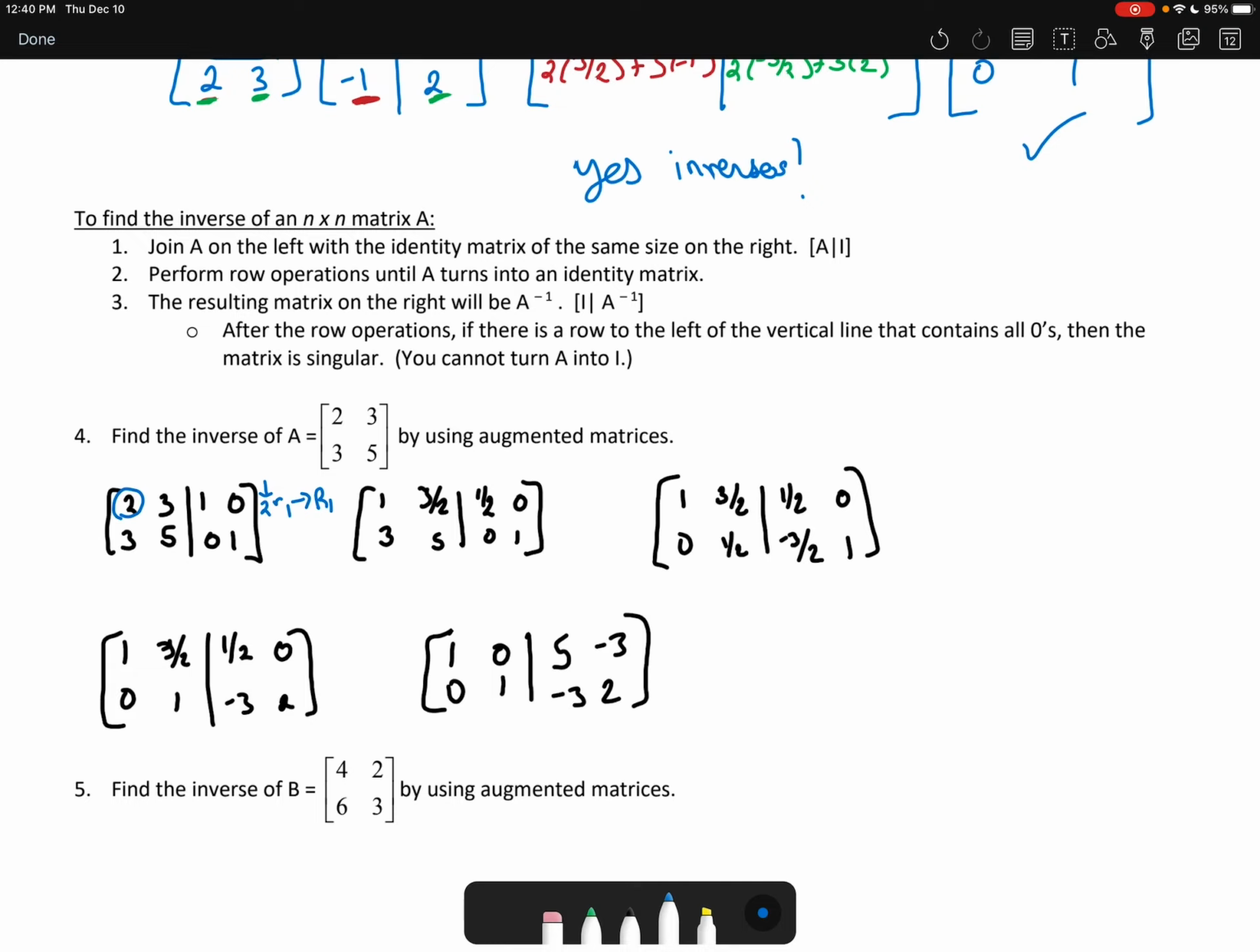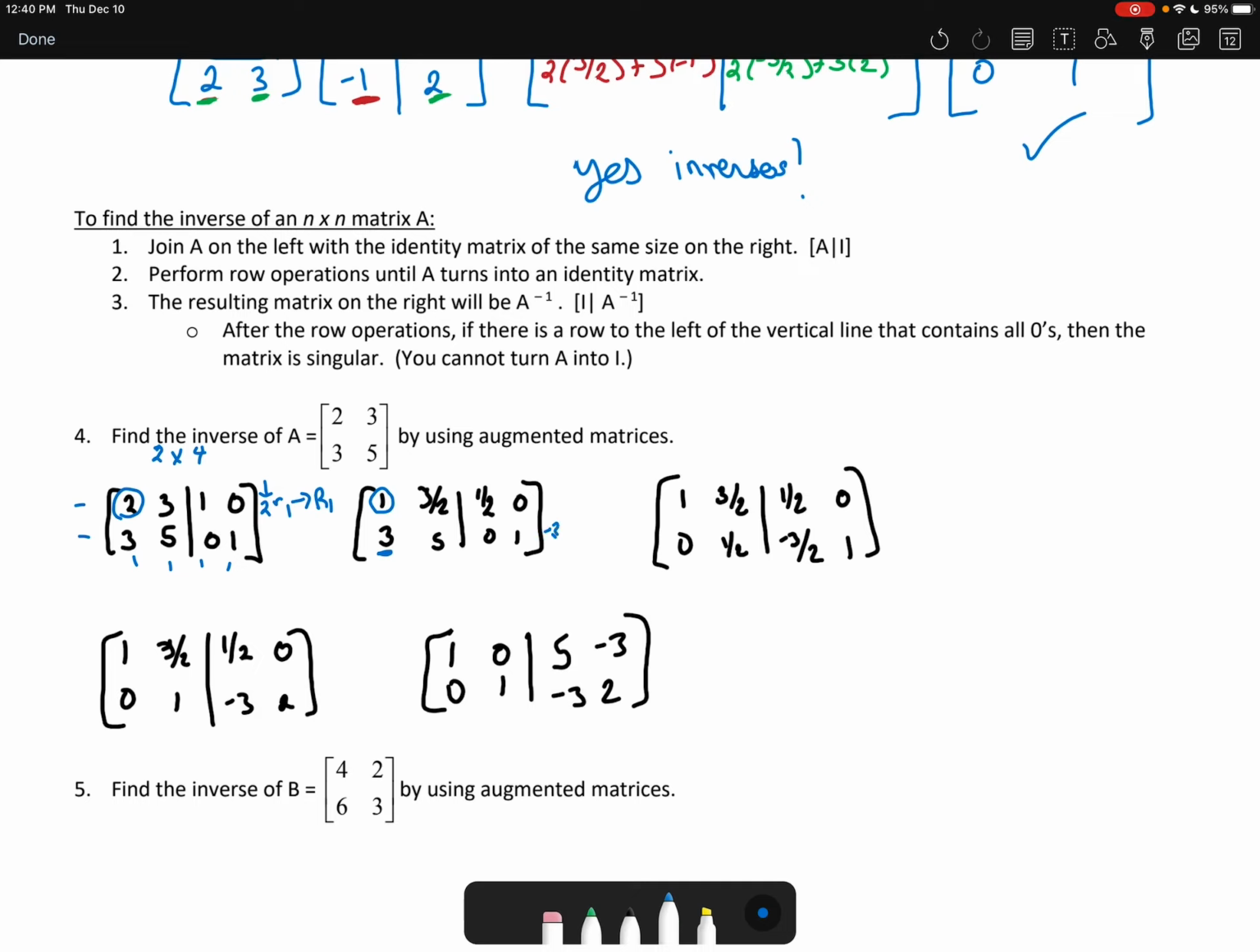So when you type this in, make sure you type it in as a 2 by 4 matrix, because you have 2 rows and you technically have 1, 2, 3, 4 columns. And you just sort of imagine that line in the middle there as you work this on your calculator. Okay, now we've got this leading 1 where we want it. We want to turn this entry below it, the 3, into a 0.